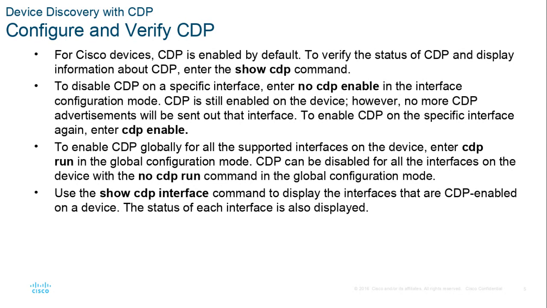Now I can turn it off. The default is CDP run. CDP is running on all interfaces on the whole device, by default on all Cisco devices. If I want to turn it off on the entire device for some reason, I can type no CDP run, and that'll turn it off for every interface. I don't have to do it interface by interface. Then to verify, you can type show CDP interface and see what's happening on each one of those interfaces.